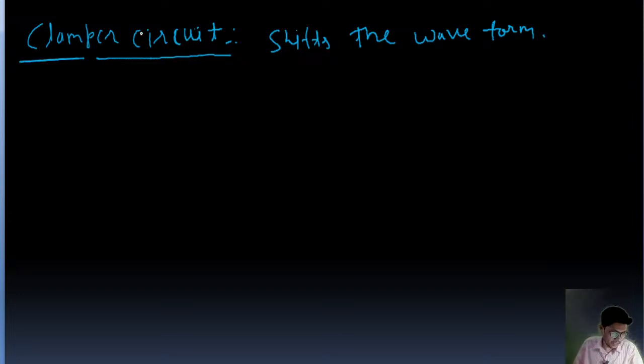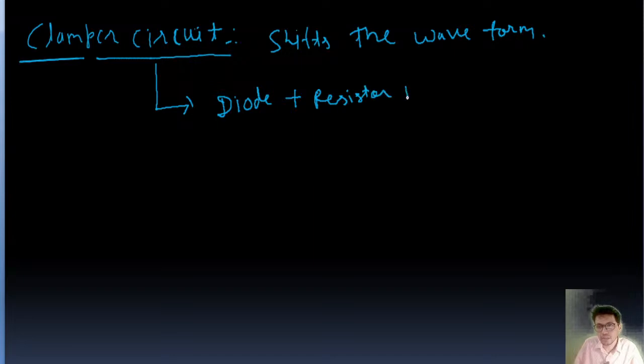Okay, and the clamper is a combination of diode plus resistor plus capacitor. So the clamper is the combination of diode, resistor and capacitor.